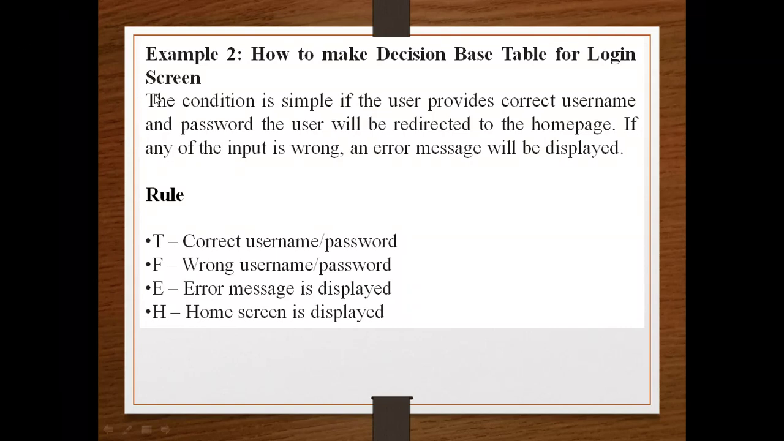So let's see this. The rules are, if it is true, then correct username or password. False if wrong username or wrong password, both can be false. Error message is displayed if any of them is false. H is your home screen displayed. You can write this or you can just draw or leave it as ignore. It all depends on you.